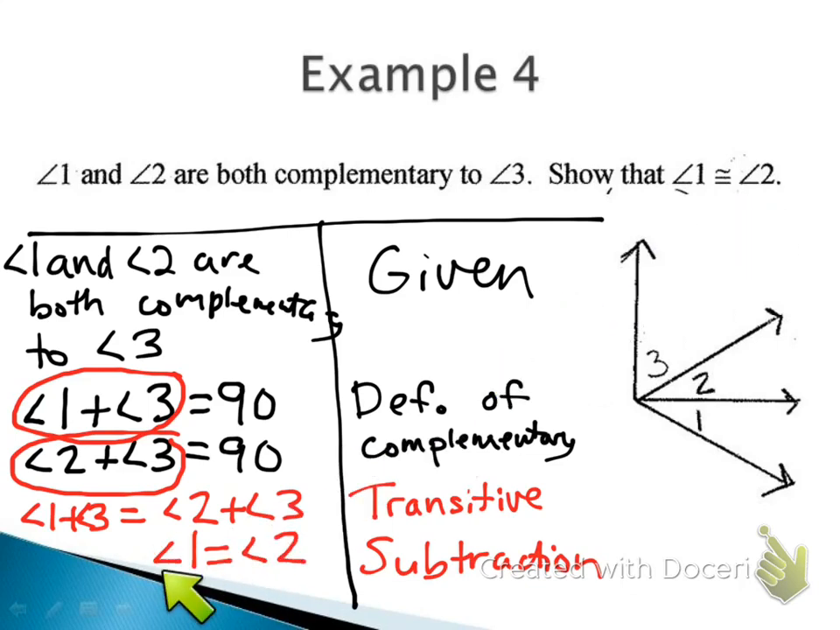Now, technically, you shouldn't just replace an equal sign with a congruent sign, but I'm, like I said, not going to be too picky about that. You should technically write now that angle 1 is congruent to angle 2. That's the definition of congruence, but I'm fine if you want to stop there. Any questions?